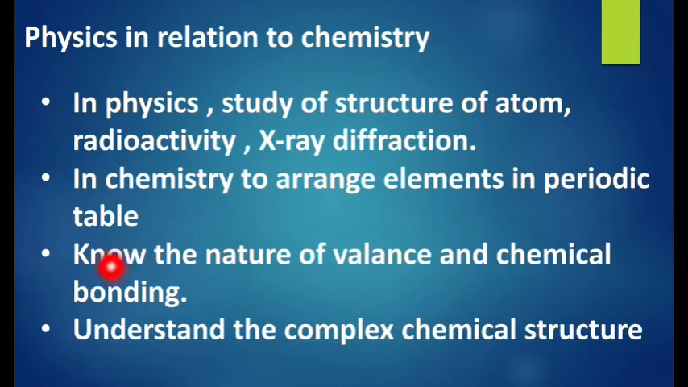Next, physics helps to know the nature of valence and chemical bonding in chemistry. And the last one is to understand complex chemical structures. Physics helps to understand complex chemical structures. Both fields are interrelated in chemistry. That is called physical chemistry and quantum chemistry. Physics and chemistry together are called physical science. This is physics in relation to chemistry.